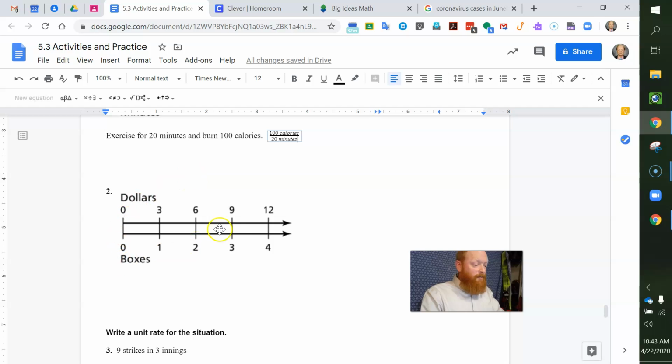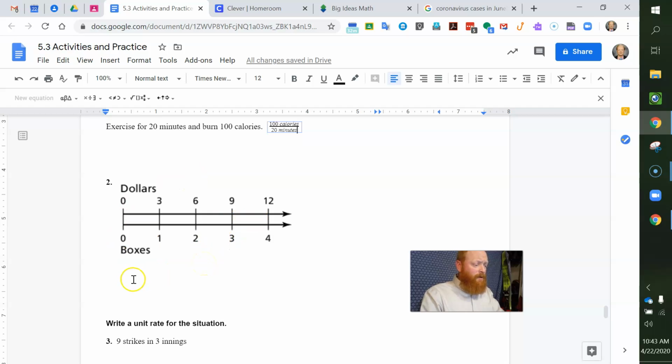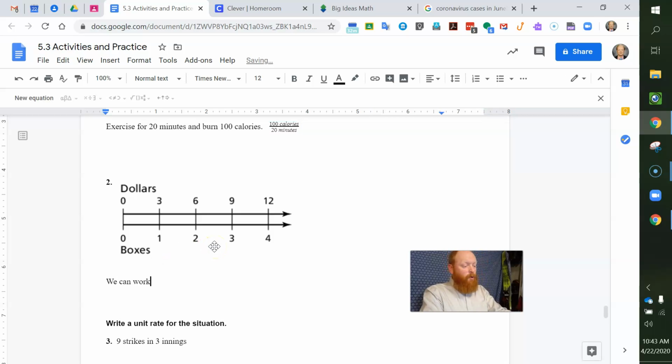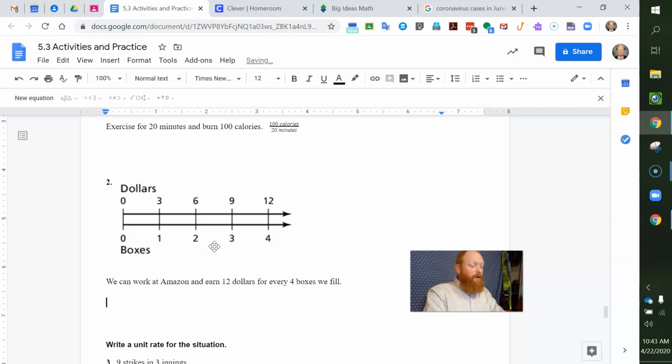Okay, dollars per boxes. This is a strange one. Okay, we can work at Amazon and earn $12 for every 4 boxes we fill. All right, so let's do that. New equation.